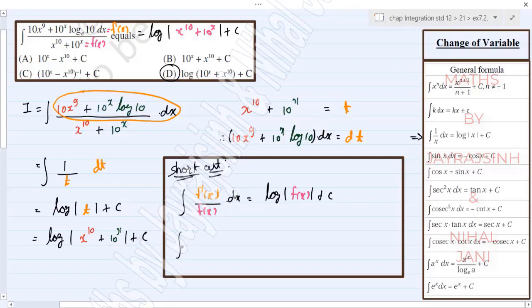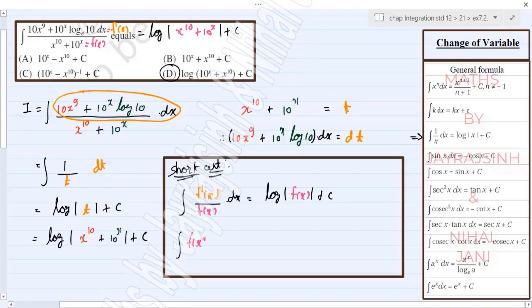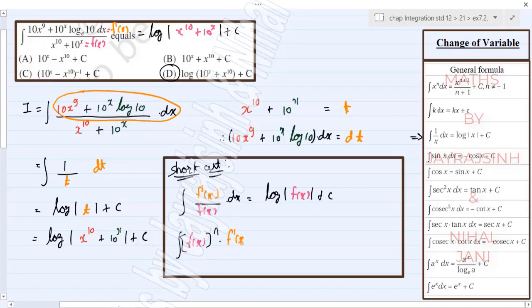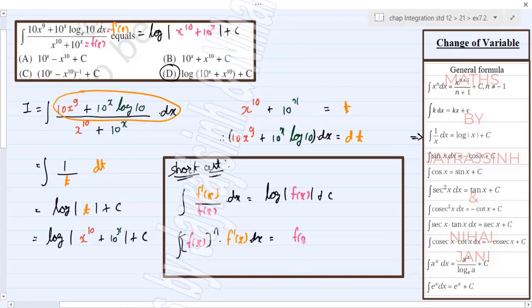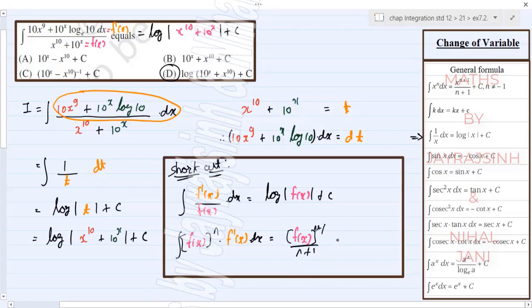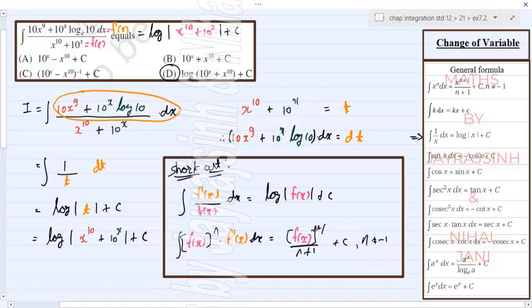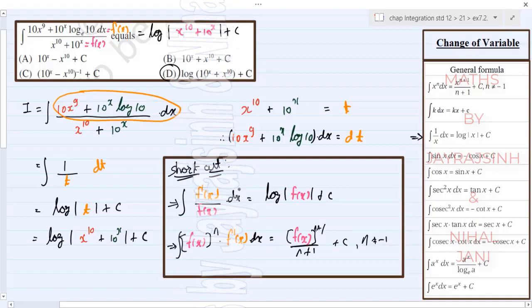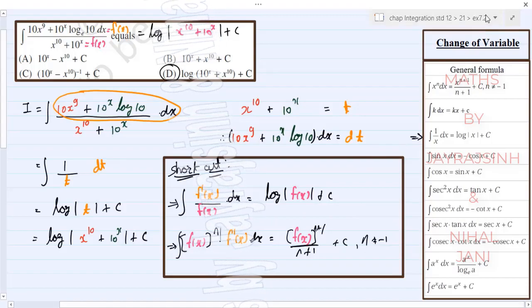Similarly, we have another shortcut, or we can say formula, that integration of fx whole raised to n into f dash x dx will be equal to fx whole raised to n plus 1 upon n plus 1 plus c, where n is not equal to minus 1. If n is equal to minus 1, then we have to use the first formula. So use this formula wisely. Now let's move to the next question.